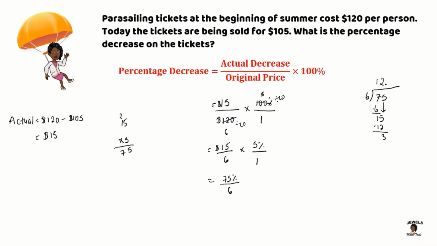I'm going to divide over to one more decimal point. So I'll put in my decimal point in my quotient and my dividend, adding a 0, bringing down that 0, changing my 3 into 30. And 6 goes into 30 5 times. 5 times 6 is equal to 30, and 30 minus 30 is 0. So my percentage decrease was 12.5%.